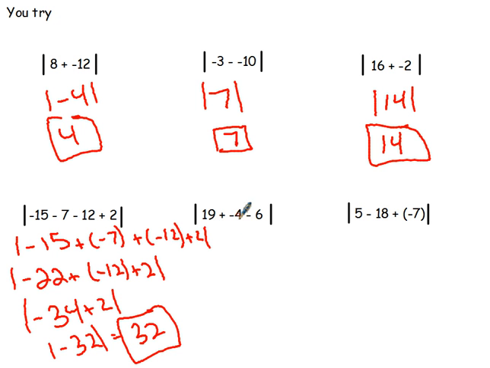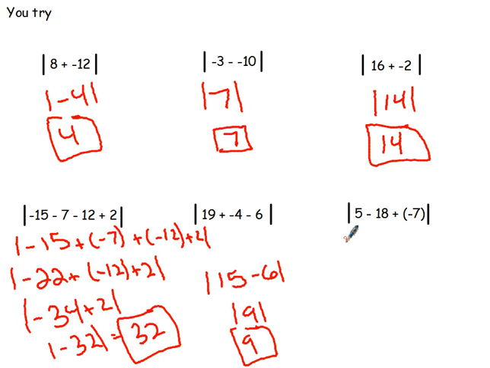Alright. On this one, 19 plus -4 is 15. I have 15 minus 6. 15 minus 6 is 9. So absolute value of 9 is 9. Alright, so go ahead and pause it. Try this one right here. Then come back when you're ready.